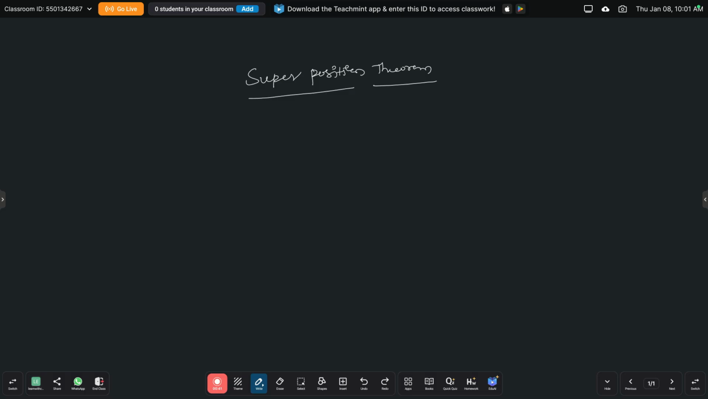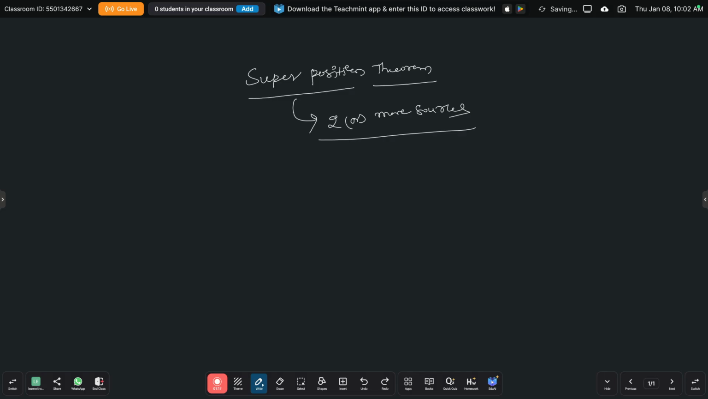Superposition theorem. Before going to solve some problems, we just explain what the procedure is and how we can solve by using the superposition theorem. First, remember that while applying the superposition theorem for any circuit, the circuit must consist of two or more sources. So then only we should apply the superposition theorem.